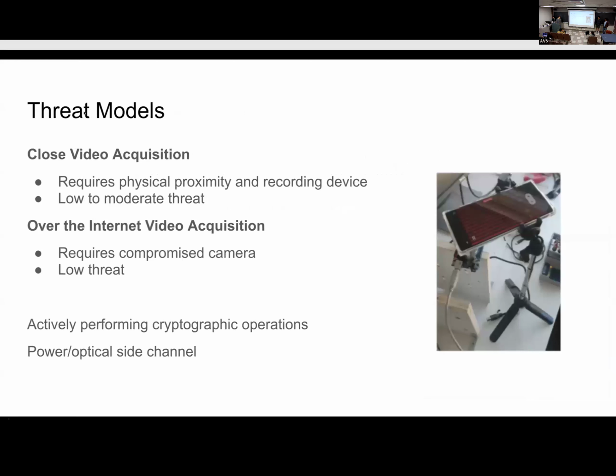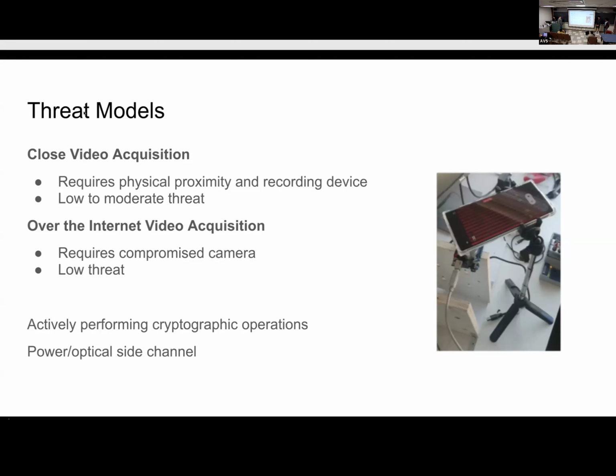So let's talk about the threat models. We have two threat models here: close video acquisition and over the internet video acquisition. For the first one, you have to have a camera in close physical proximity such that the LED is in the full frame of the camera. As you can see in that diagram, that's close video acquisition, where your phone camera is right up to the power LED of the device. We classified it as a low to moderate threat because it's really hard to get the camera right up to that LED.